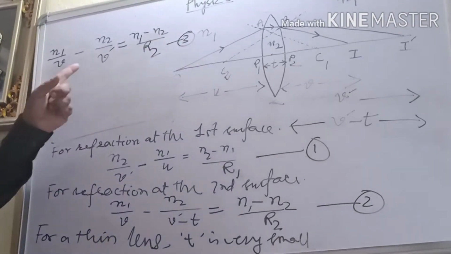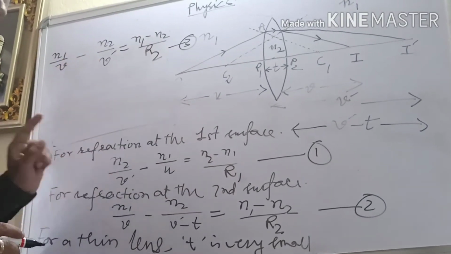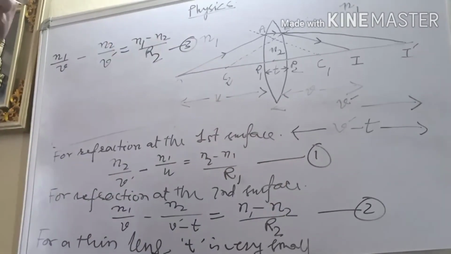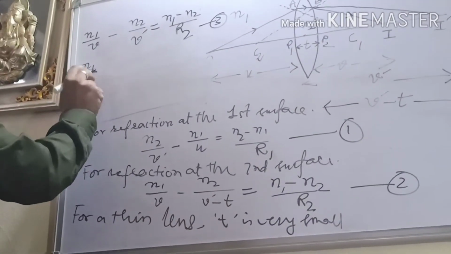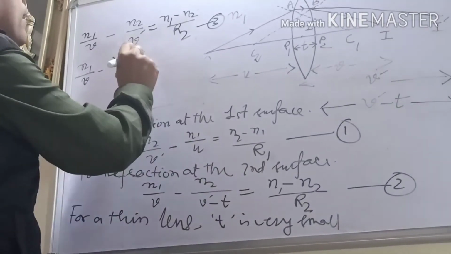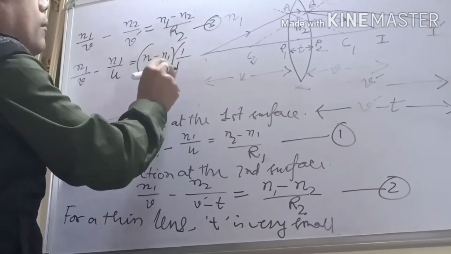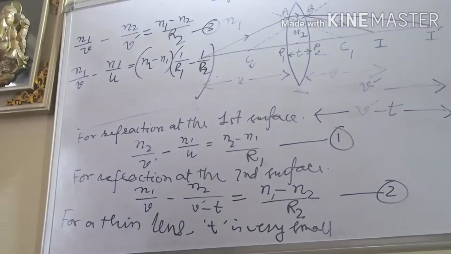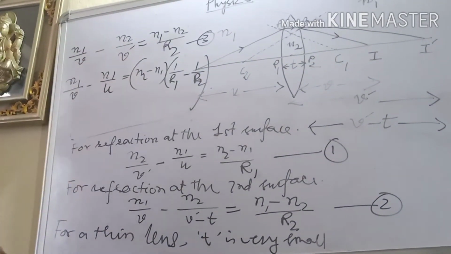Now if you add these two equations, equation number 3 and equation number 1, what do you get? This N2 upon V dash will get cancelled. So basically after adding equation number 3 with equation number 1, we get N1 upon V minus N1 upon U will be equal to N2 minus N1 within brackets 1 upon R1 minus 1 upon R2. This is what you get. I hope you understood this part. After adding we get this much.